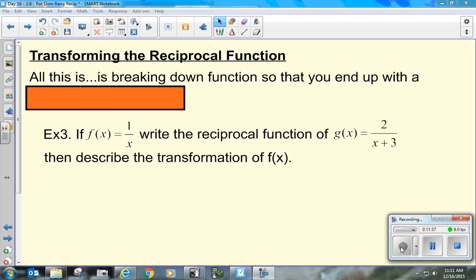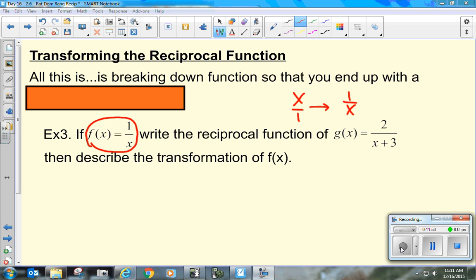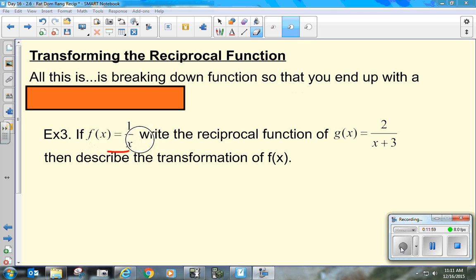Transforming the reciprocal function. Okay? The reciprocal function is 1 over x. That is the reciprocal function. This is it right here in all its glory. Why do they call it the reciprocal function? Well, x is our variable, and if we get the reciprocal of that, we just flip it. That's the reciprocal function. Okay? That's the title. We went over our like 12 major functions, and reciprocal was one of them.